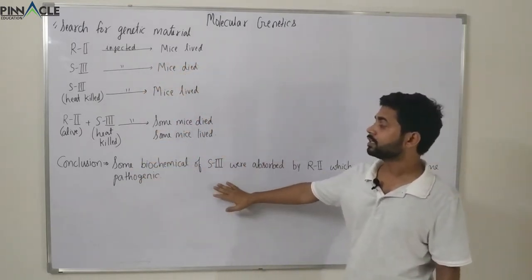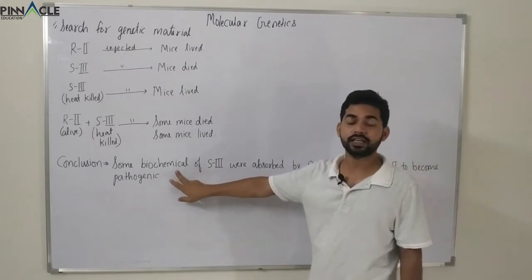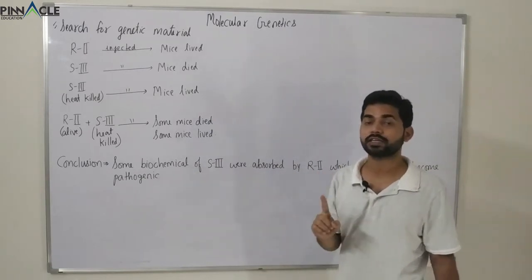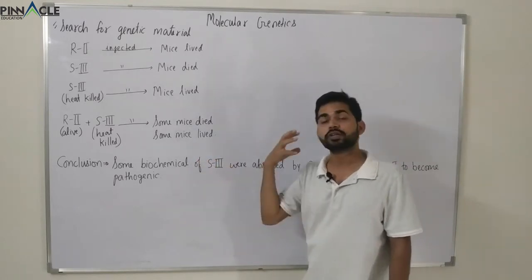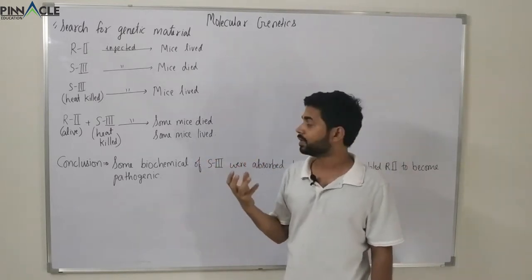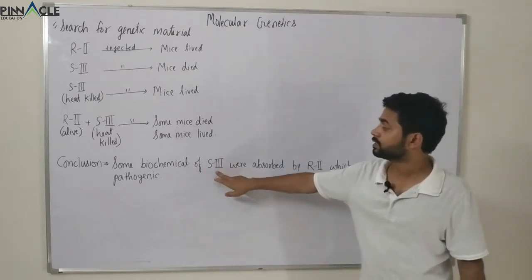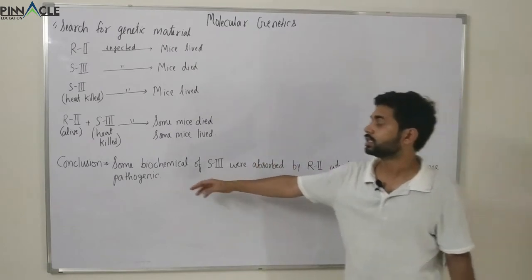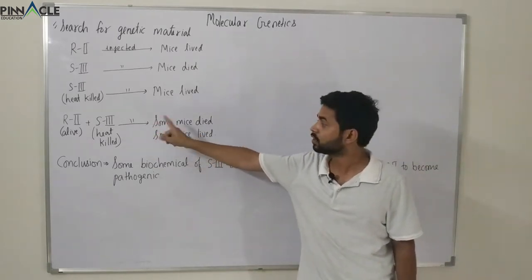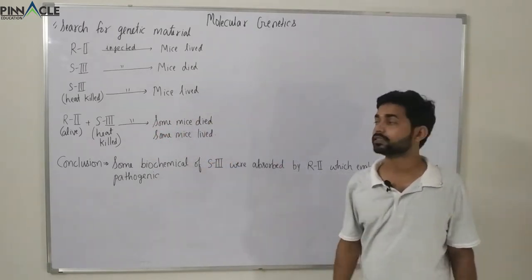So this is the conclusion. We are not writing DNA here because Griffith was not certain that it was DNA which caused the transformation. So he concluded that there was some biochemical of S3 that was absorbed by R2 and which enabled R2 to become pathogenic, that is, R2 became like S3 and caused the disease, therefore some mice died.